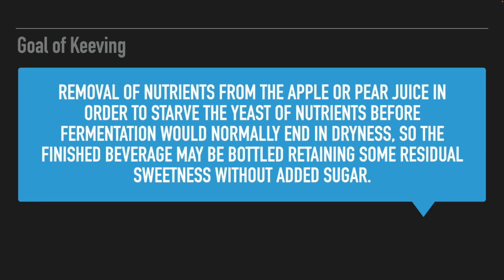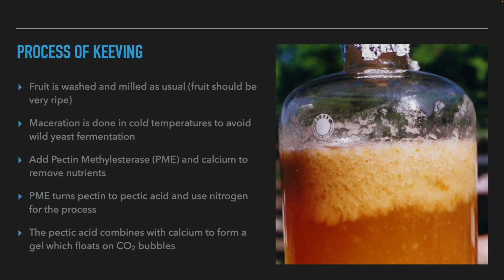So, what is keeving or a keeve, and what is its purpose? At the heart of the process, there is the removal of yeast nutrients that came from the apples or pears. The purpose of removing the nutrients is to starve the yeast before the fermentation ends in dry cider. That way, the cider will be bottled with some residual sugars without back sweetening the cider. What is the keeving process?